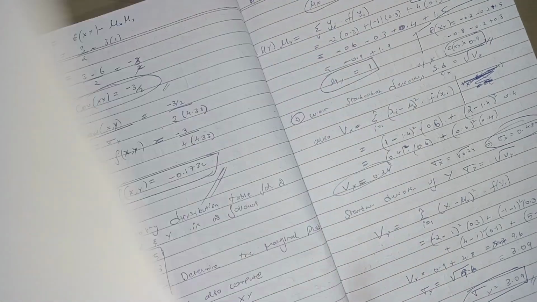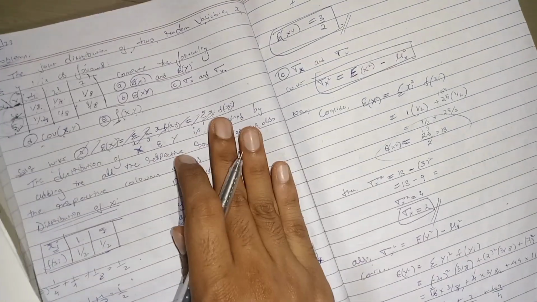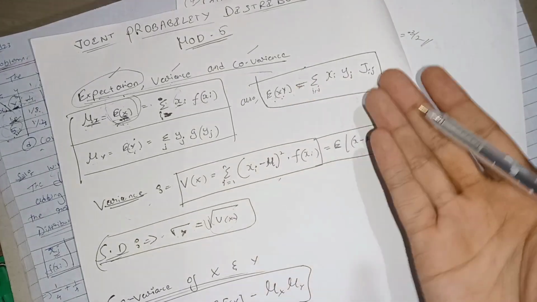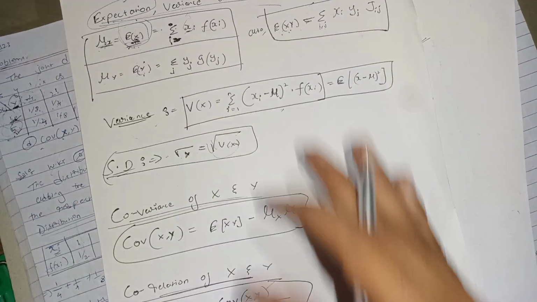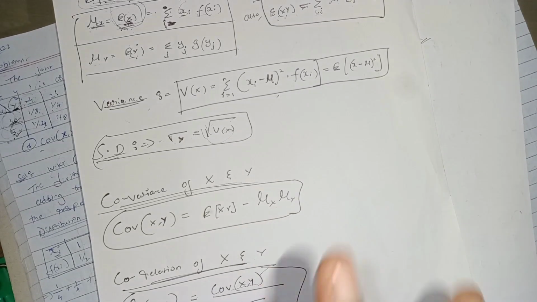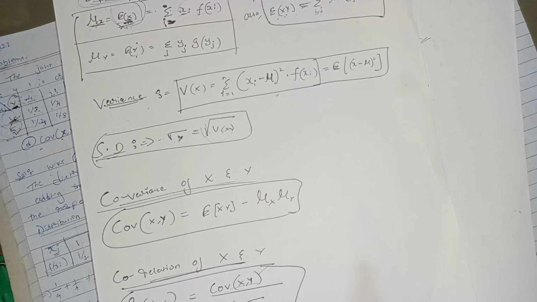So now we have completed the first example of joint probability distribution, and under this we have discussed all these formulas, learned how to apply them and how to solve them. I hope it's very clear to you.